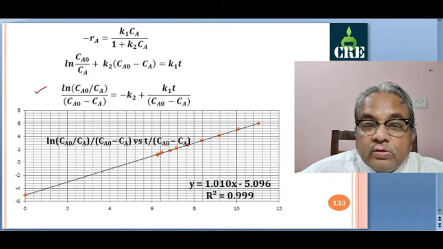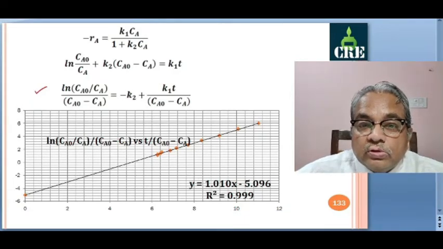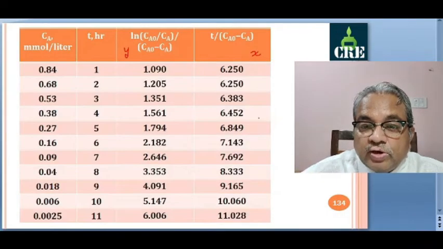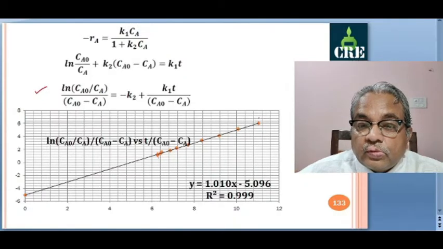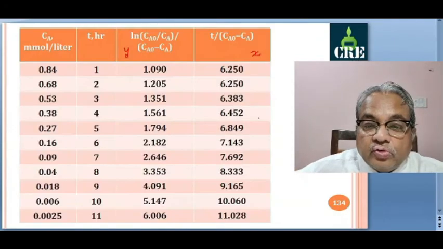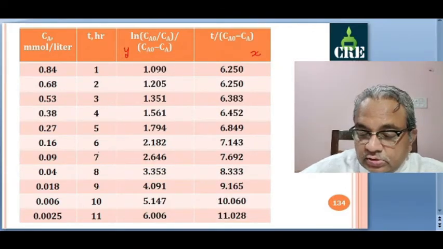So you can see here T is plotted. It starts from 6.2, almost here, 6.2 to this value, 11, not included here. Okay. Y axis is 1.09 to 6 almost.